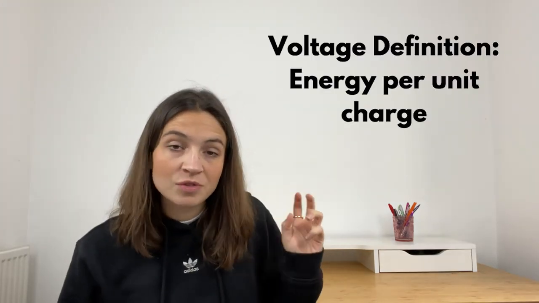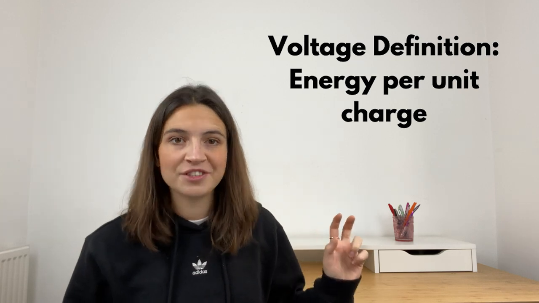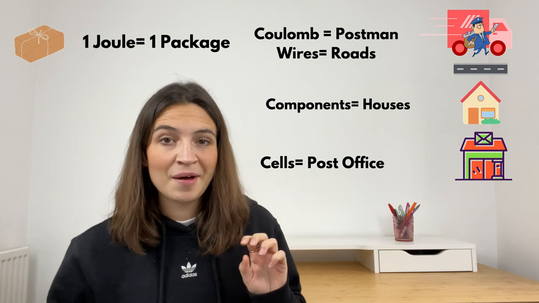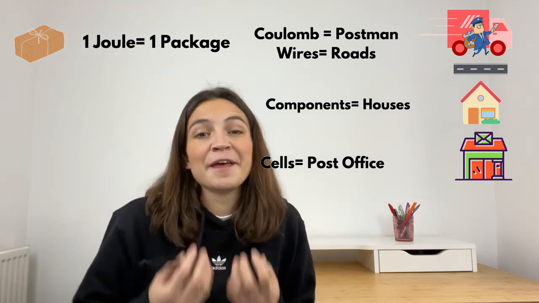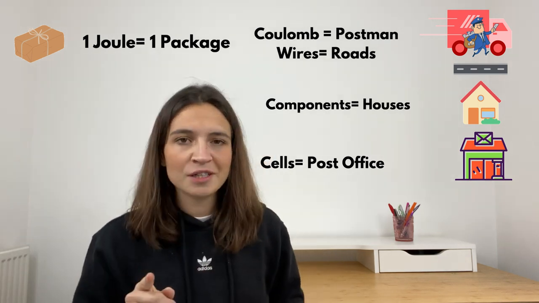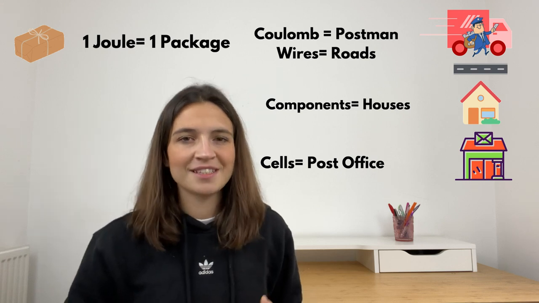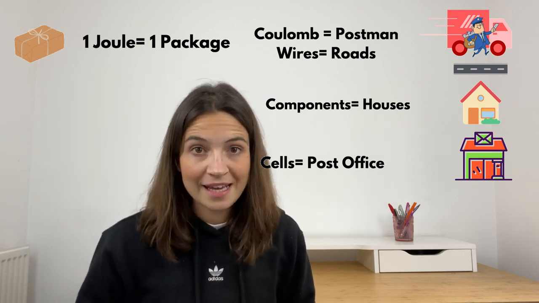So we need our definition. Voltage is equal to energy per unit charge. And we need all of the stuff from our previous analogies. My cells are the post offices, the components are the houses, the coulombs are the postmen, and the packages are the energy. Now, here's the key for my analogy to work. Each individual postman must deliver all of their packages before returning to the post office.